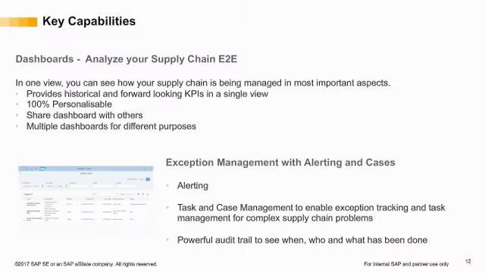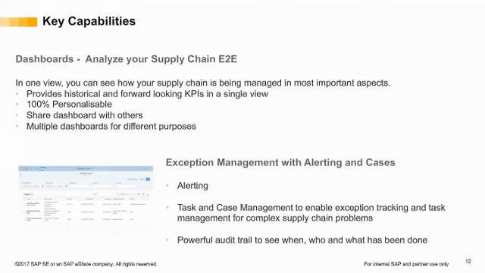The product's main capabilities are in 2 areas. First, end-to-end analysis of supply chain. In one view, you can see how your supply chain is being managed in most important aspects. Provides historical and forward-looking KPIs in a single view. For example, typical score content or user-defined calculations.